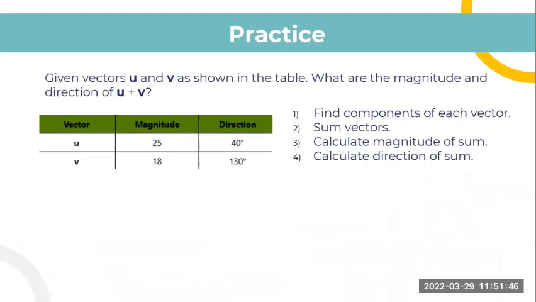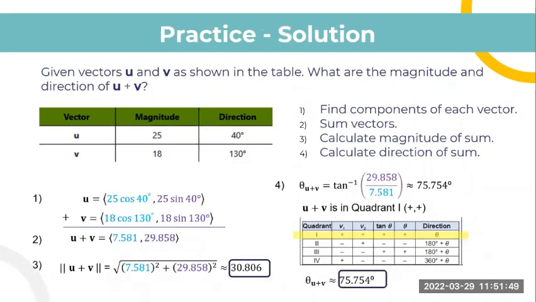I do have it all typed up for you and color coded, so you can take a screenshot. And step 2, for the question in the chat box, all I did was add the x components. That's why I put these both in blue. When I add those together, my result is 7.581. Then I add the y components. I kept those in purple. And the result, when I add those two, is 29.858. Because remember, when you add vectors, you can only add their components.